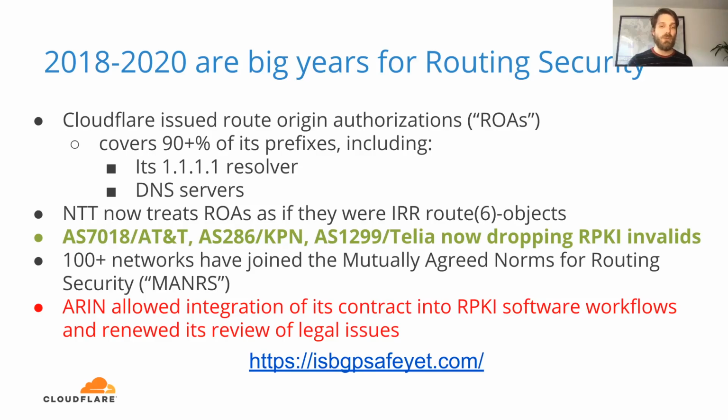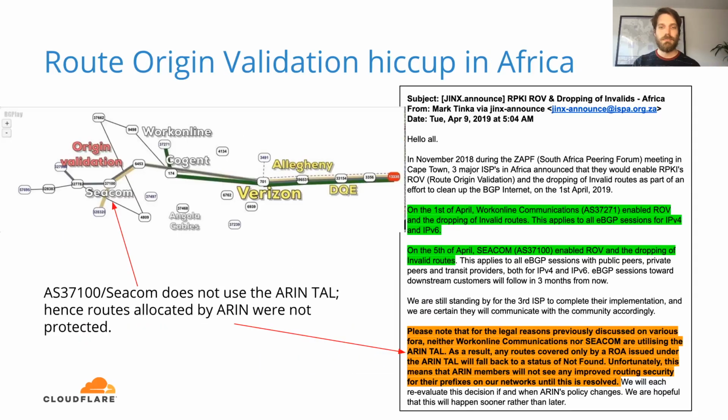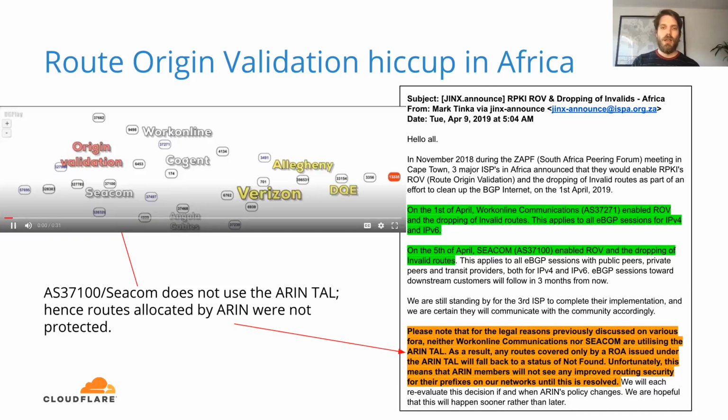Over 100 networks have now joined the Mutually Agreed Norms for Routing Security, MANRS. And again, as a side note, ARIN allows integration of its contract into RPKI software workflows, and it has renewed its review of legal issues. I highly recommend you go to isbgpsafeyet.com to have a further read.